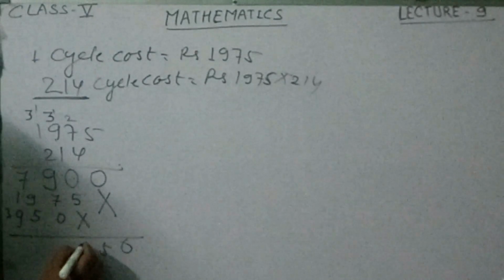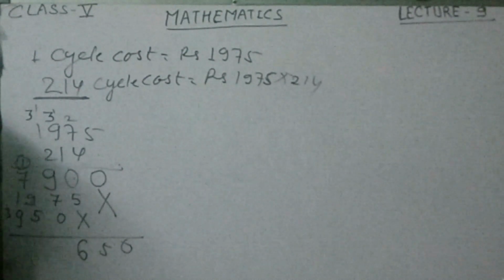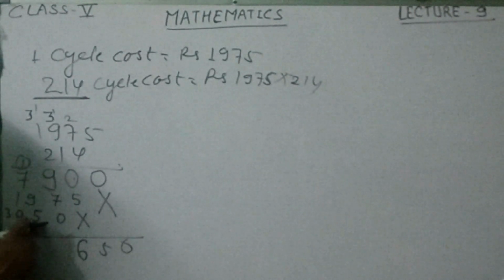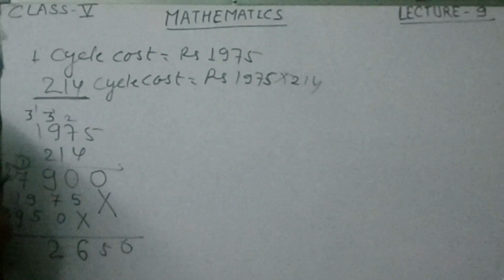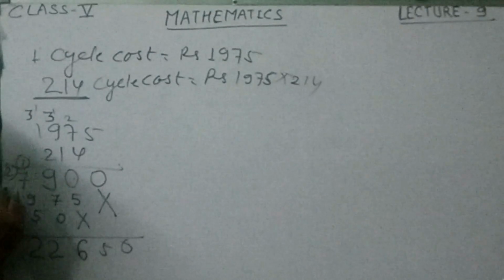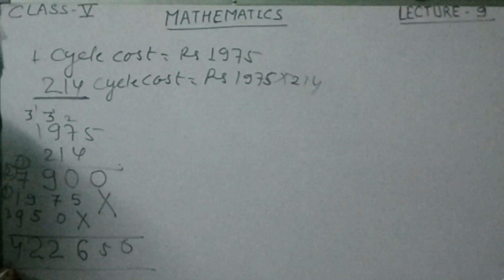So what we have to write? 6, and 1 is carry here. 1 plus 7 is 8. 8 plus 9 that is 17 plus 5 is 22. You have to write the 2 and 2 is the carry. 2 plus 1 is 3 plus 9 is 12. What we have to write? 2 and 1 is the carry. 1 plus 3 is 4. That means this is your answer.